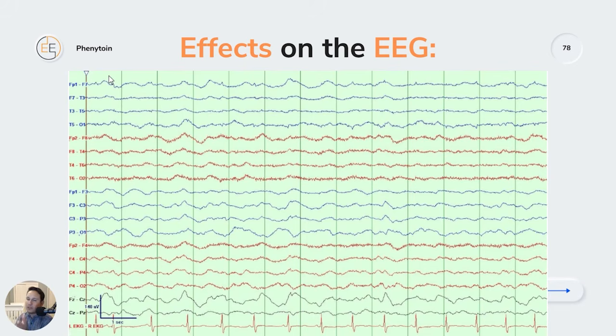So at therapeutic levels, there is no significant change on the EEG. It's possible you may have mild slowing. However, in general, you won't see an effect. However, in toxic levels, phenytoin can create generalized slowing, affecting every channel on the EEG as you see here.